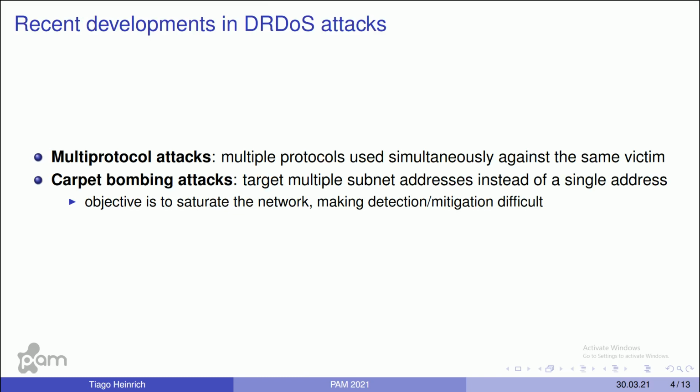Recent developments in DRDoS attacks are multiprotocol attacks, where a group of protocols can be used at the same time to send traffic to an address, and carpet bombing attacks that target multiple subnet addresses instead of a single address, with the objective of saturating the network. This makes detection and mitigation difficult.